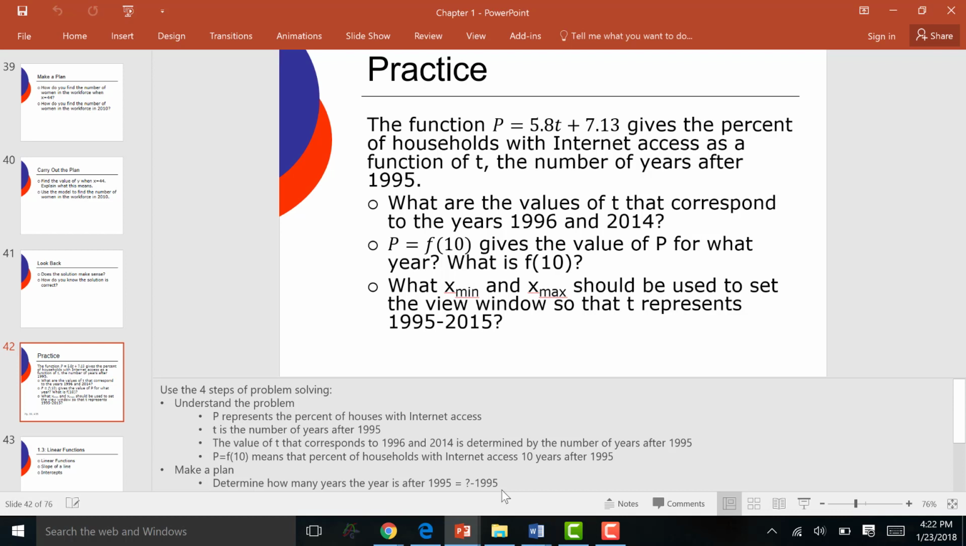I don't know, I was thinking of subtracting 2014 from 1996. Why? They didn't say what 1996 has to do with what T is. Look at what the definition of T is. What is the definition of T? The number of years after what? 1995. So, how many years is 1996 after 1995?